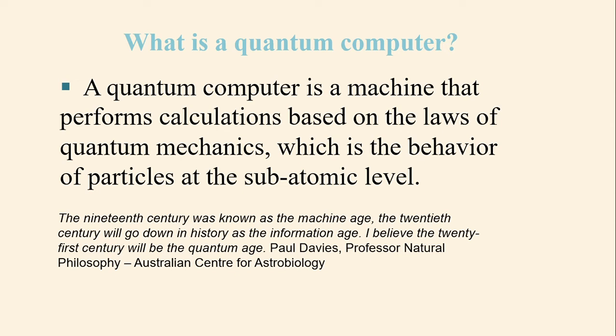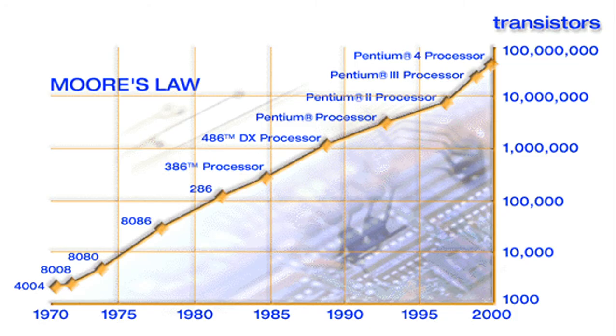The 19th century was known as the machine age. The 20th century will go down in history as the information age, and I believe the 21st century will be the quantum age. This is a saying from Paul Davies. So when we say quantum, it means very small, and we have seen that the number of transistors in a processor in 1970 was 4004, and you can see every year it is increasing. Means the processor is getting smaller and smaller. And right now it is more than a billion in Pentium processors.